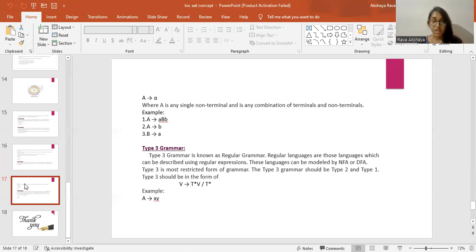Type 3 grammar. Type 3 grammar is known as regular grammar. Regular languages are those languages which can be described using regular expressions. These languages can be modeled by NFA or DFA. Type 3 is the most restricted form of grammar. The type 3 grammar should be type 2 and type 1, and it is of the form V implies T*V or T*. Example: A implies xy.